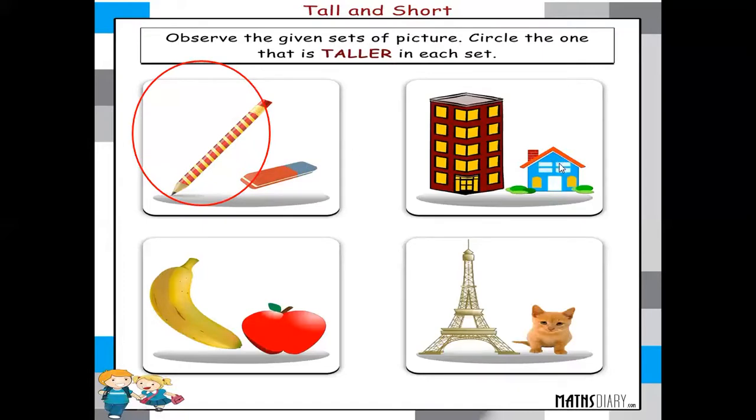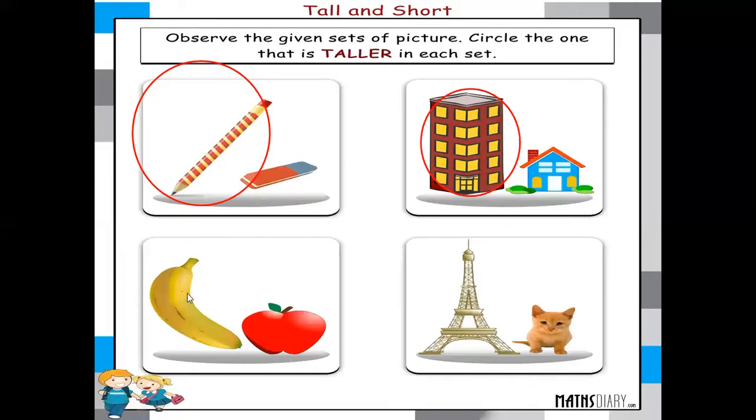Now there is again a cottage and a building. So check out which one is taller. This one or this one, the building or the cottage? No, the building is taller. The building is taller than a cottage because its height is more than this house, okay? So what will you do? You will circle the cottage or the building? You will circle the building because in this activity, they said to circle the taller object. Circle the taller object.